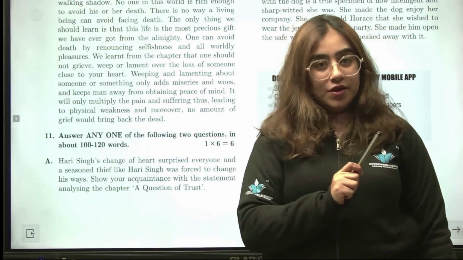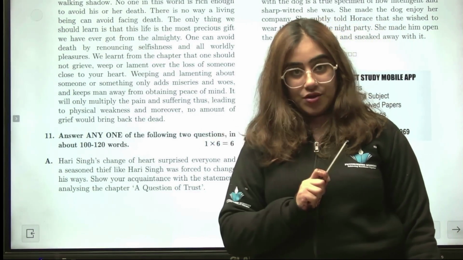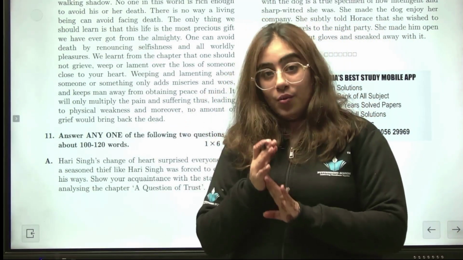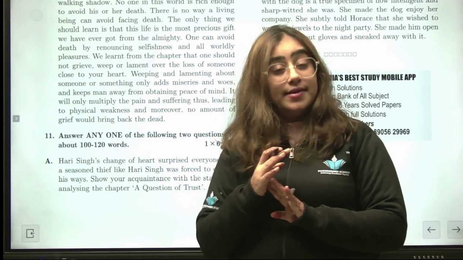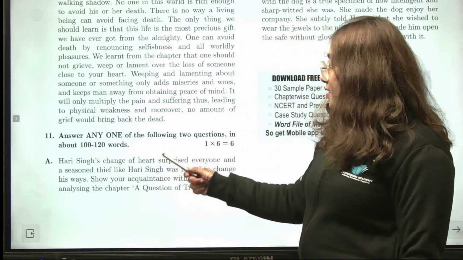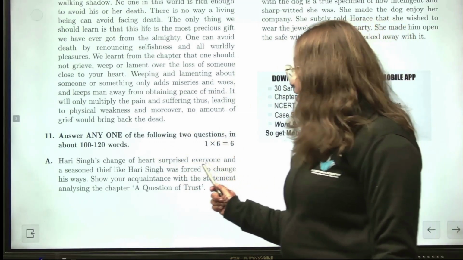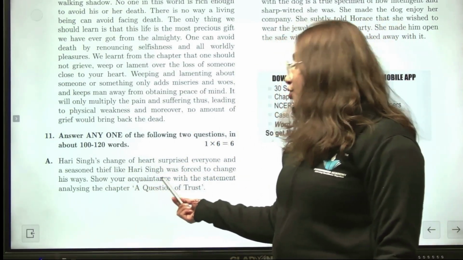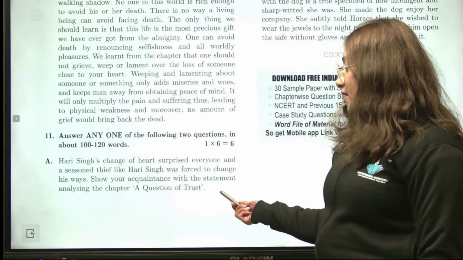Now we are on question number 11. This is from Footprints Without Feet. Again, there are 2 questions. You have to attempt any one. Alright, this is a 6 mark question. You have to answer in 100 to 120 words. Let's see the question. Hari Singh's change of heart surprised everyone, and a seasoned thief like Hari Singh was forced to change as well. Show your acquaintance with the statement, analyzing the chapter, A Question of Trust.